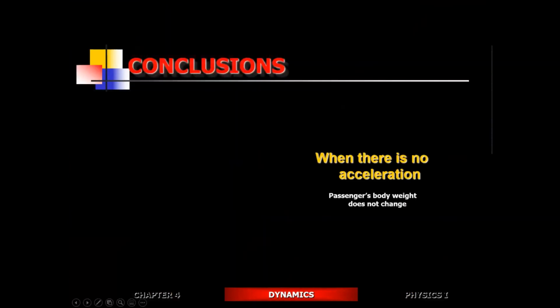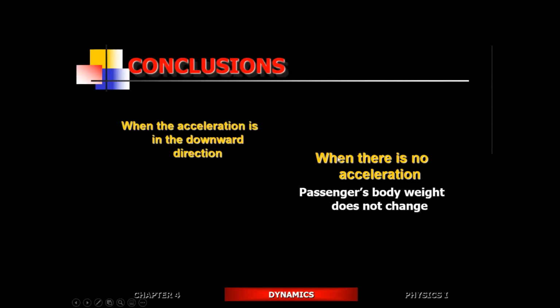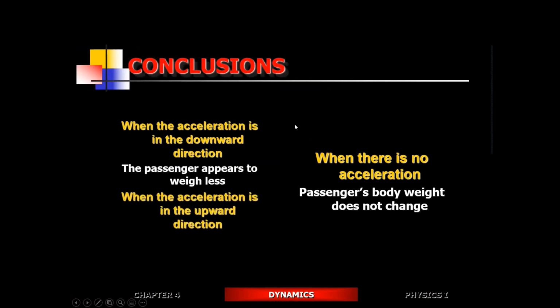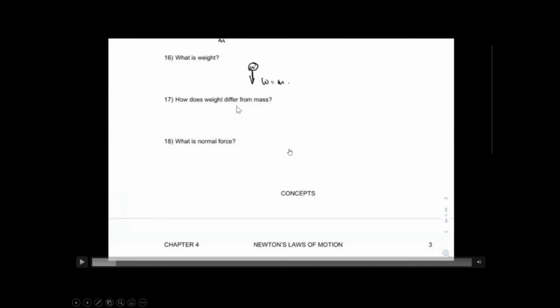All right, so you got a bunch of facts, so let's just focus on the facts just for now. When there's no acceleration, no change in weight. Acceleration is in the downward direction, you will feel lighter. When the acceleration is in the upward direction, you will feel heavier. All right, so no acceleration, no change in weight. Acceleration is downward, you'll feel lighter. Acceleration is upward, you'll feel heavier. All right, so those are the facts that we were able to come up with.